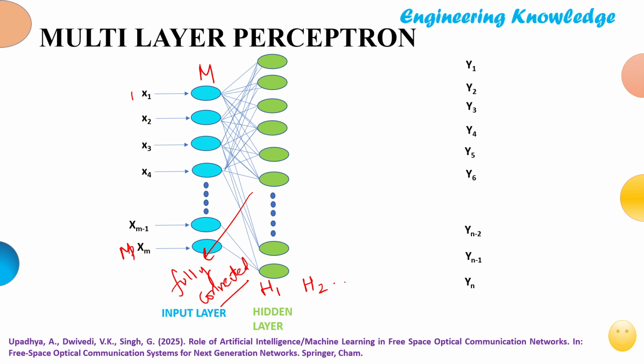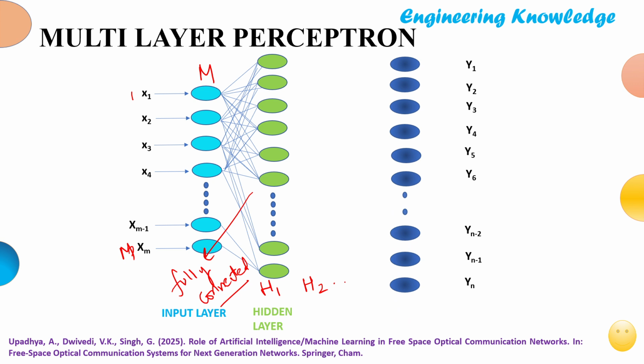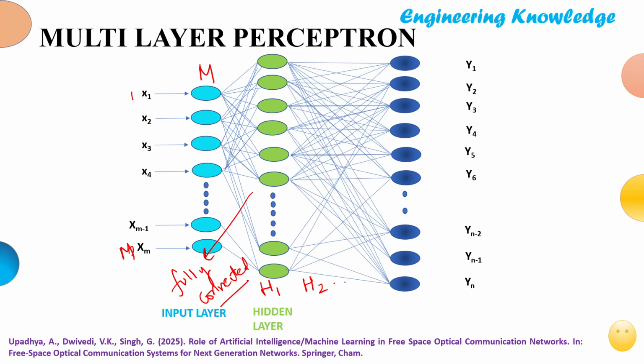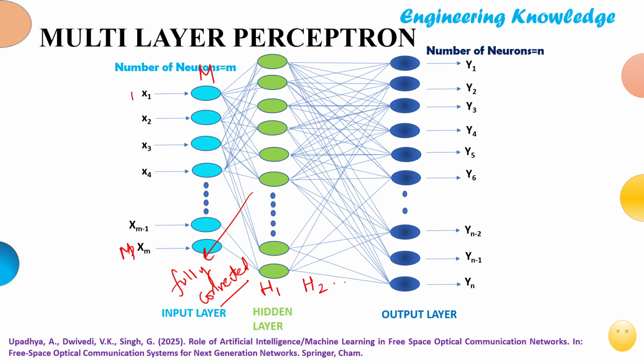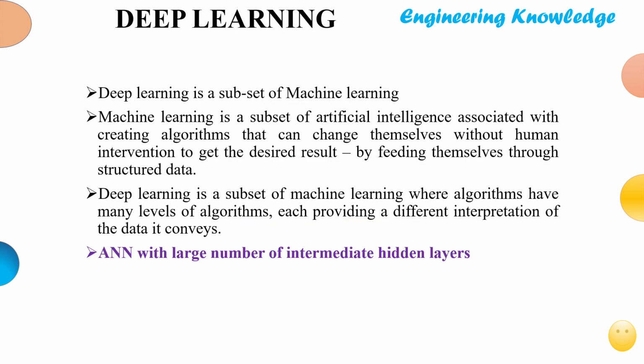Then similarly we will have the output layer. Suppose there are n outputs, so the number of output neurons will be equal to the number of outputs in the system, and they will be connected to the previous hidden layer. If it is just a demonstration for H1, there can be a number of hidden layers, and a number of neurons per hidden layer. That is where the architecture increases in complexity. Basically, this is the output layer. So the number of neurons will be m in the input and n in the output.